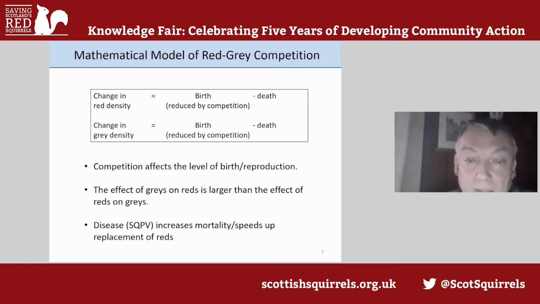In 2006, which seems a long time ago now, I was part of a paper. We looked at this for different regions, and we found that squirrelpox virus, when it's present, can increase the speed of red squirrel replacement by 17 to 25 times. So disease, when it is present, can have a big impact on the decline of red squirrels locally. Although I have to say that there are many areas in Scotland where this is not the case.